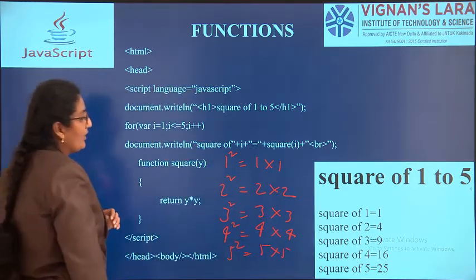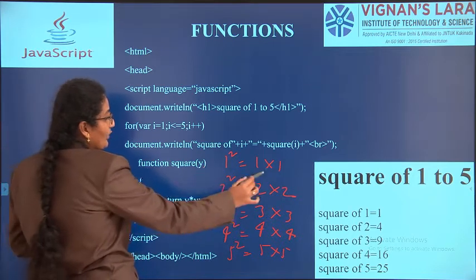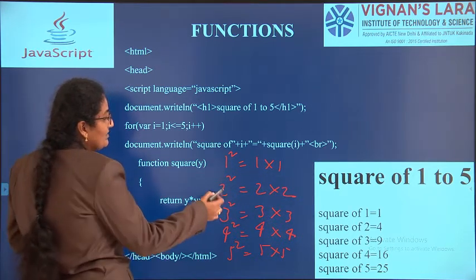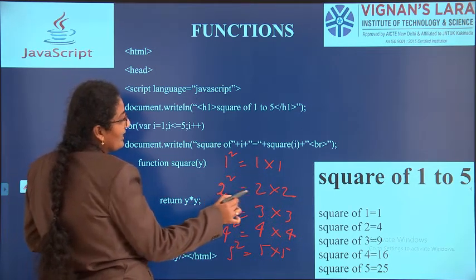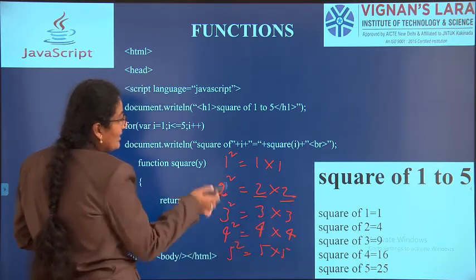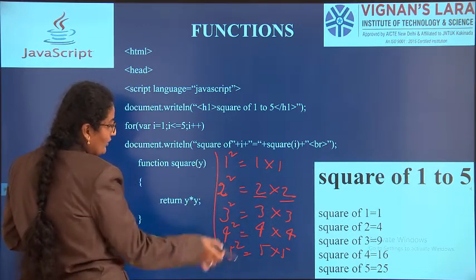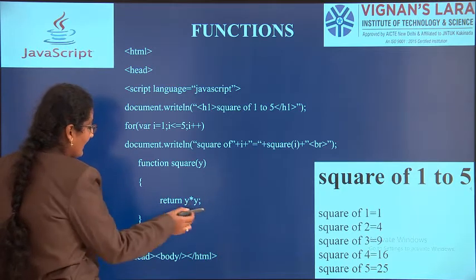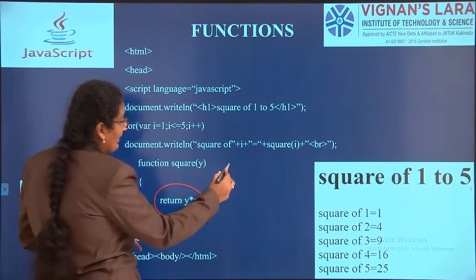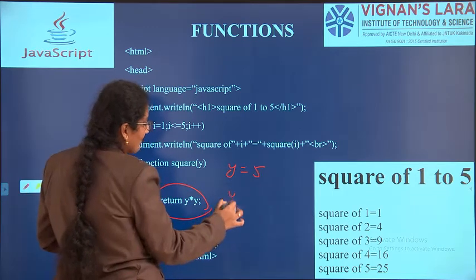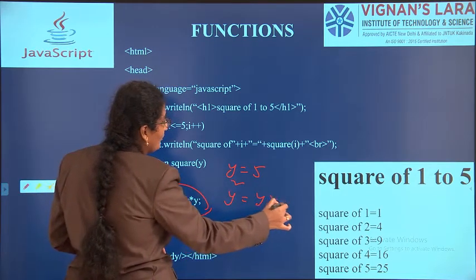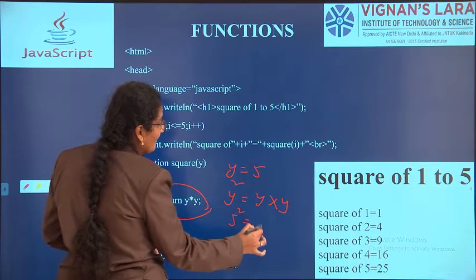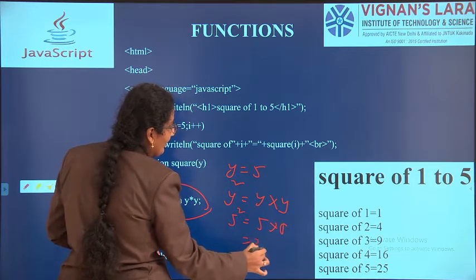If I want to find the square of any number, I multiply it with itself only. So to find the square of 2, I multiply 2 with itself. I want the squares of 1 to 5, so I am multiplying each with itself only. For that, what condition have I written? y into y. If my y value is 5, y square is nothing but y into y. 5 square is nothing but 5 into 5, 25.